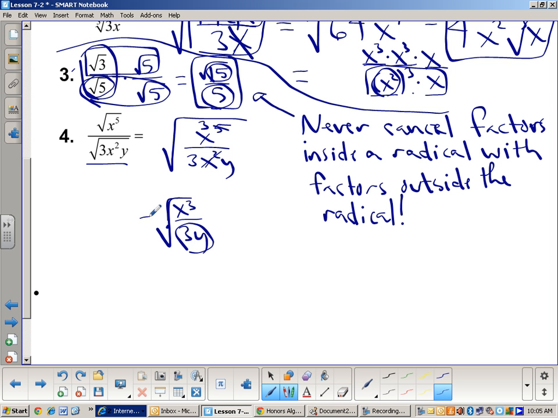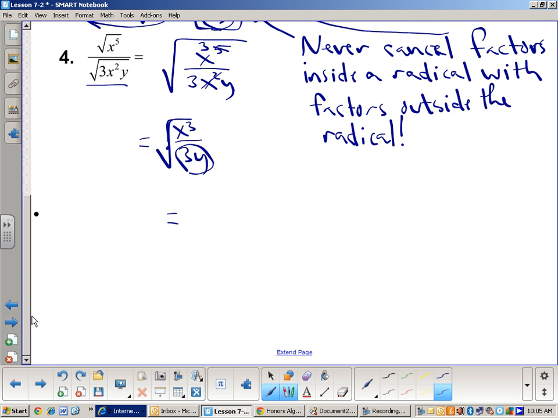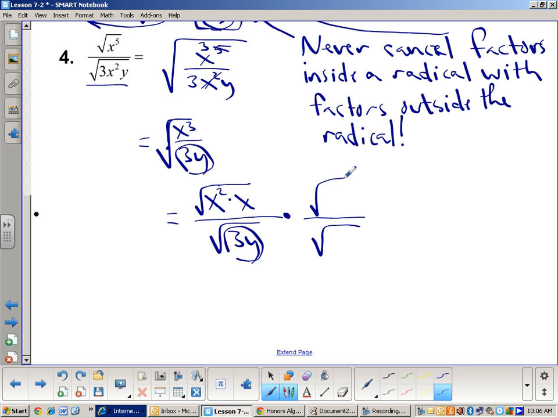And so I'm going to rewrite this as the square root of x squared, and if I want, I can write it as x squared times x. And on the bottom, I'm going to have the square root of 3y. And none of this simplifies, does it, the 3y? 3 is one factor and the y is one factor. So then now you rationalize. So now I'm going to rationalize. Let's do one more thing as I do this.